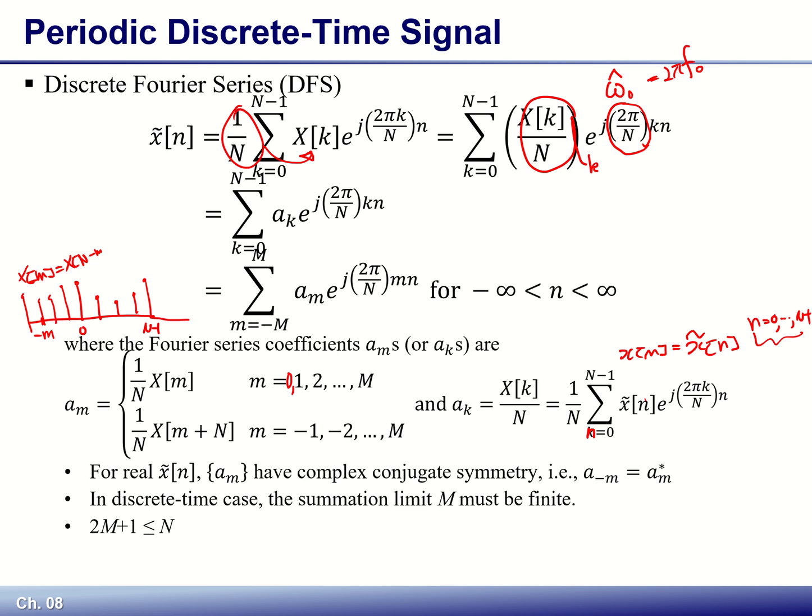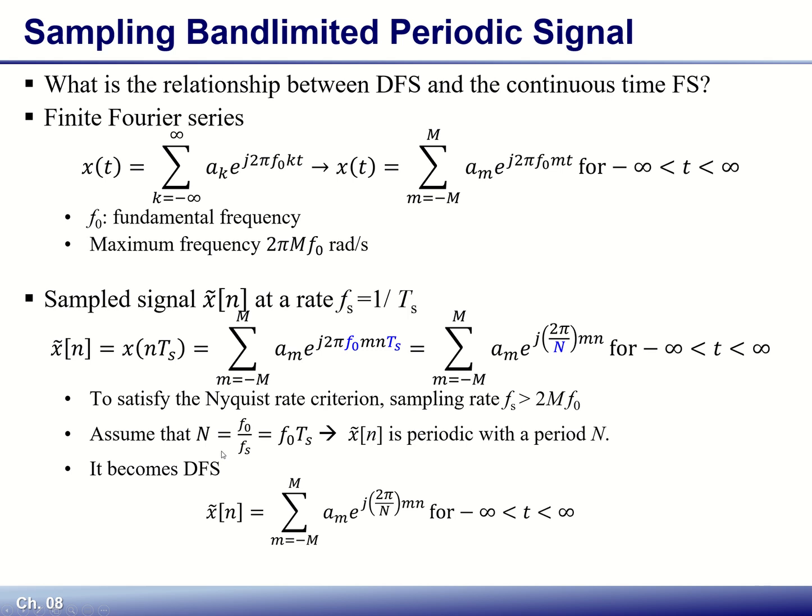In the case of discrete time, the summation is limited by M, and we have an N-point discrete Fourier series. So 2M plus 1 should be equal to or less than N. Okay. We said a DFS is periodic, so we just match it.